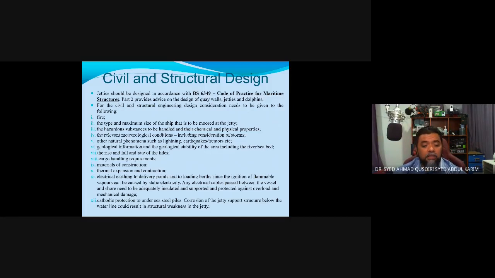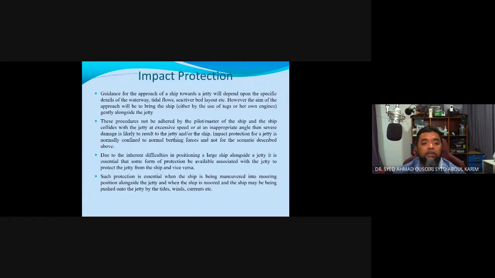Cathodic protection under sea steel parts. So if the jetty is being made out of steel, there must be a corrosion protection for the jetty. In terms of impact protection, guidance for the approach of ship towards jetty will be dependent upon specific details of waterway, tidal flow, seabed.